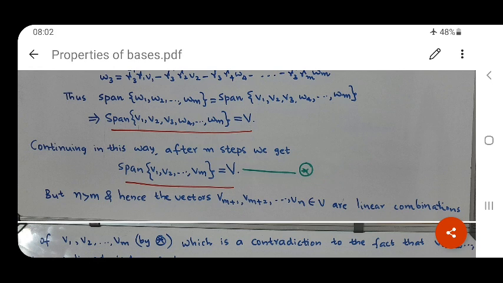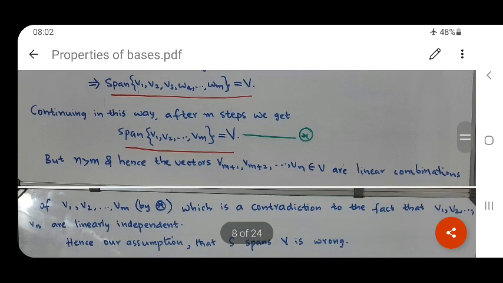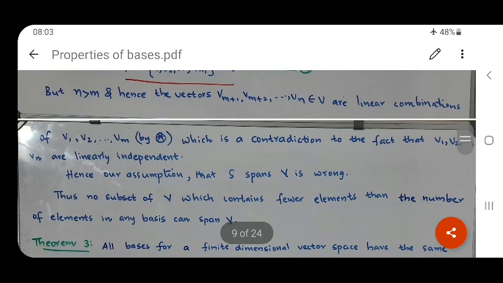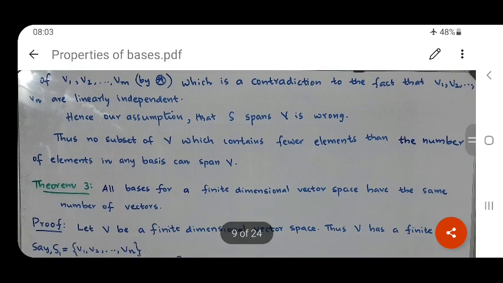But m is less than n, therefore the remaining vectors in the basis vm+1, vm+2, etc. vn can be expressed as a linear combination of v1, v2, etc. vm, which is a contradiction because v1, v2, etc. vn are linearly independent. Therefore, S cannot span V, which means no subset of V containing fewer than the number of basis elements can span V.